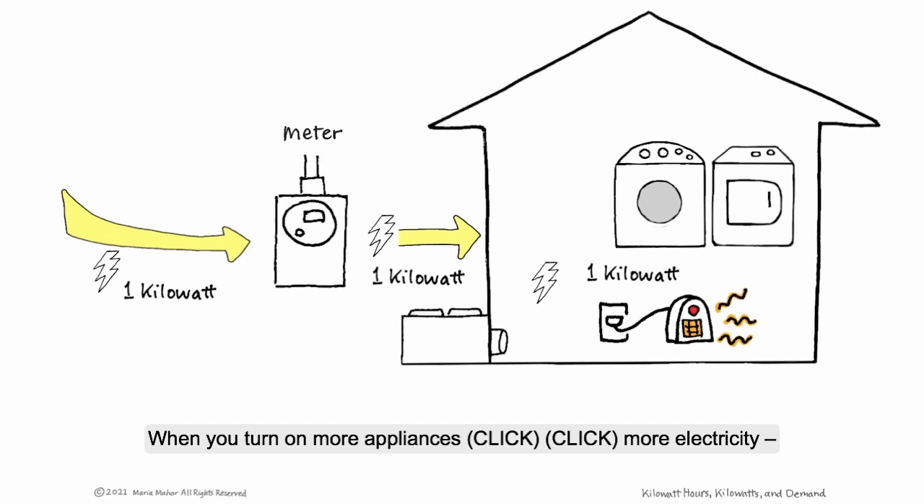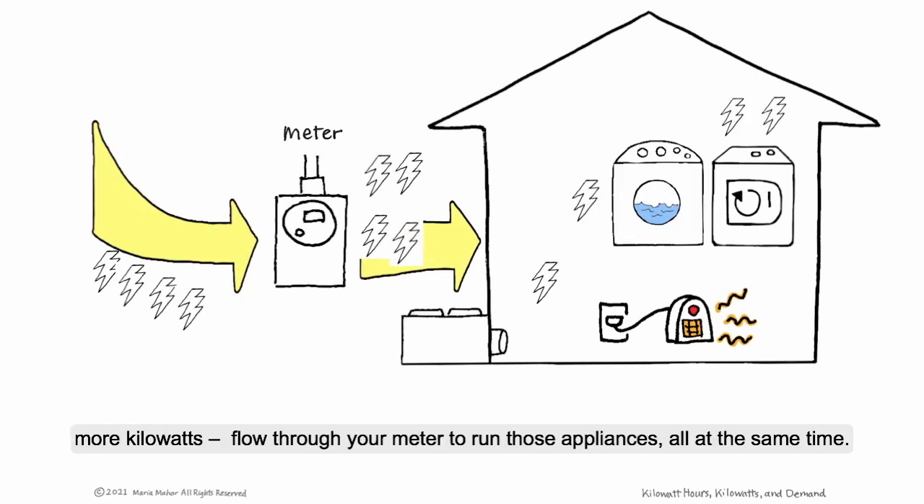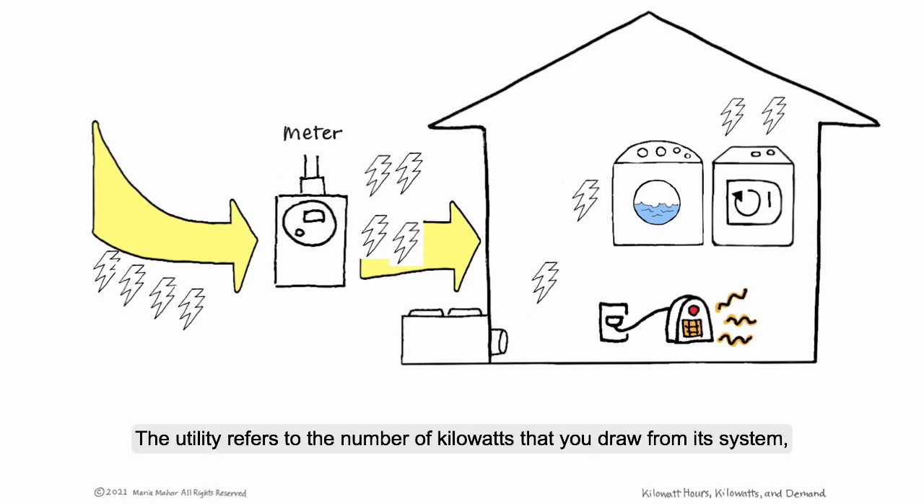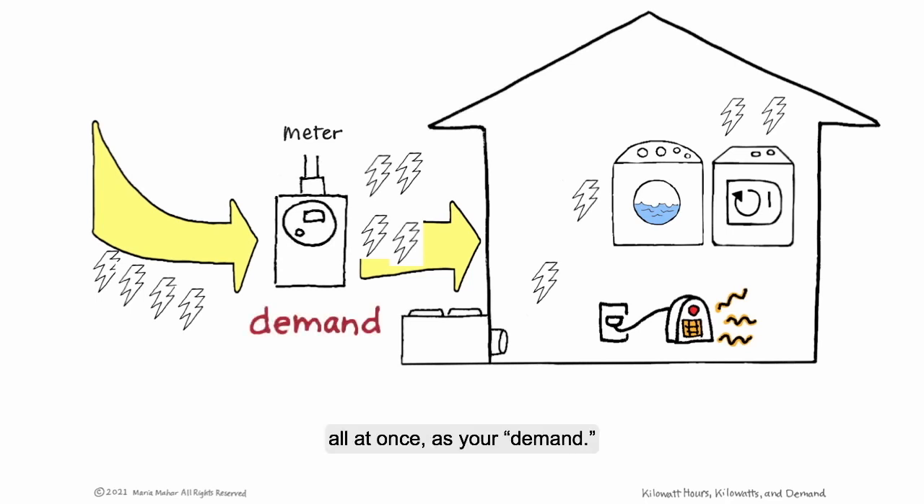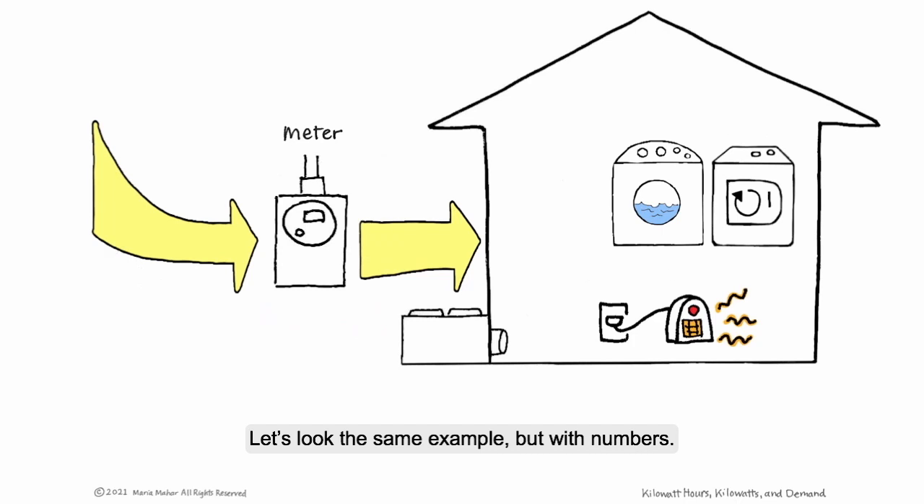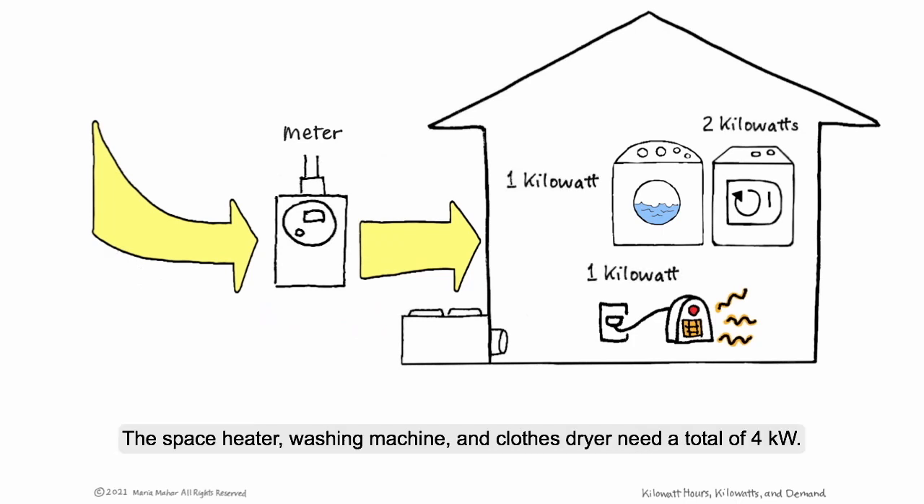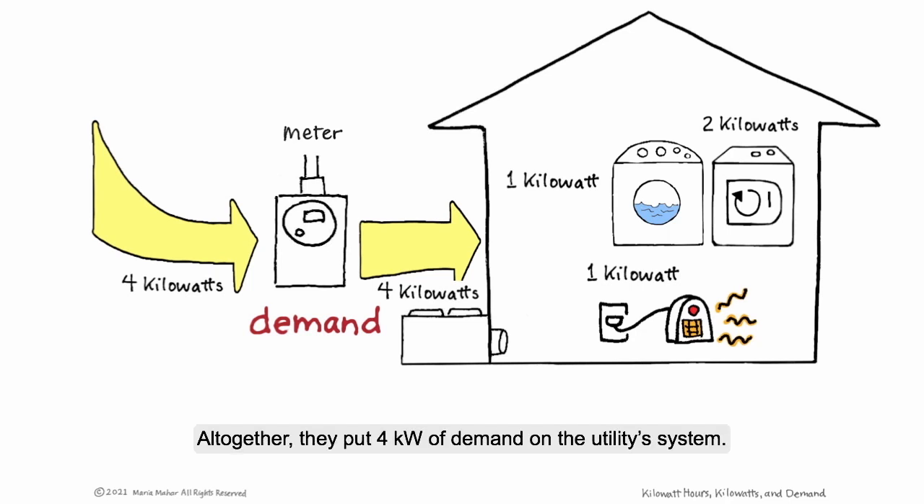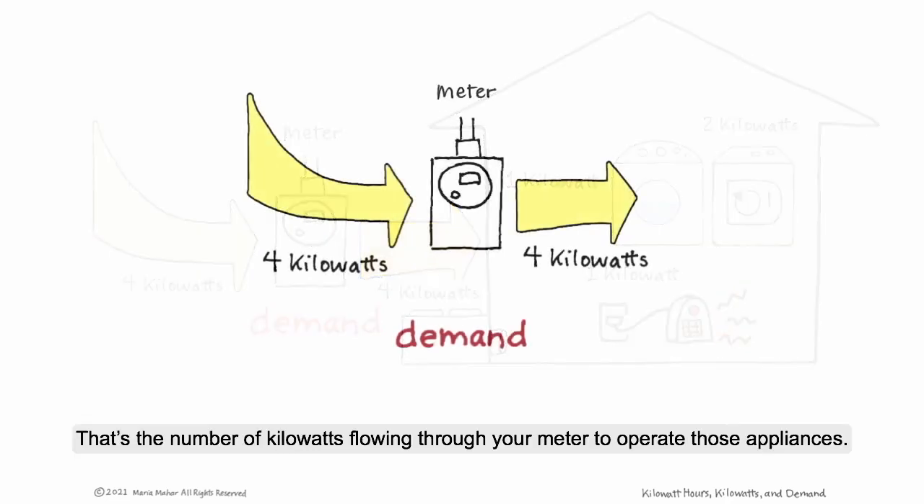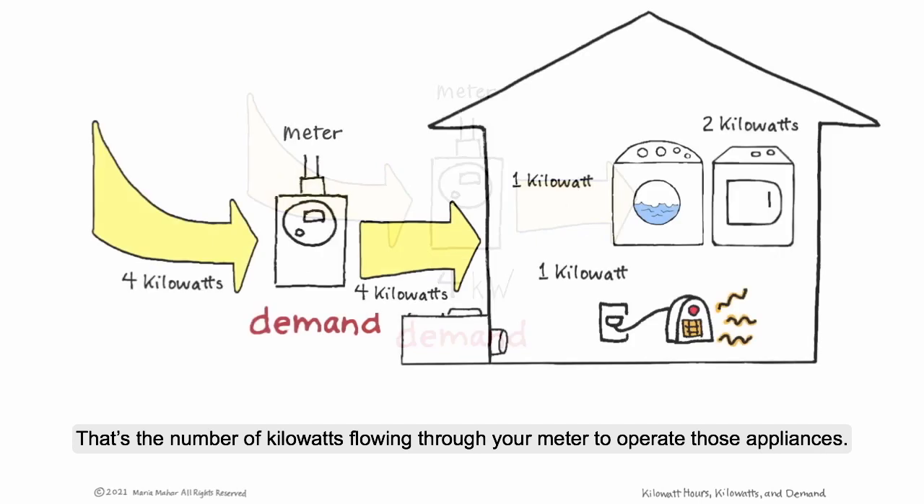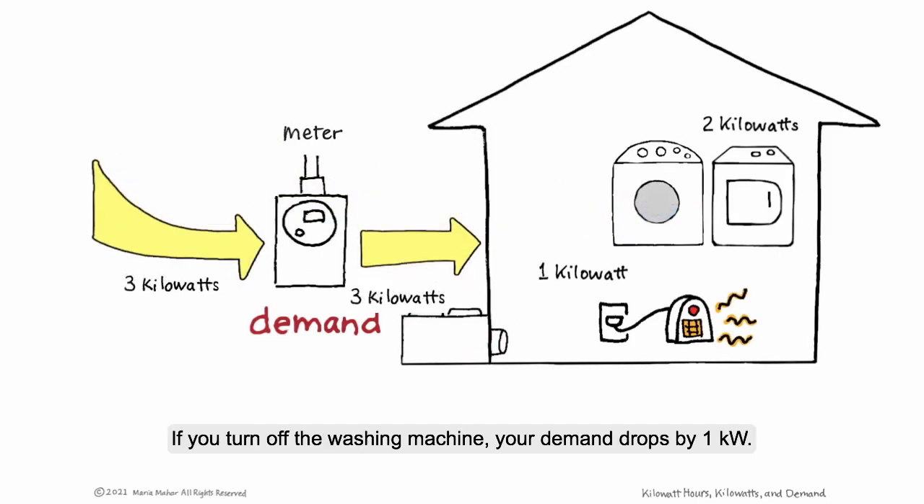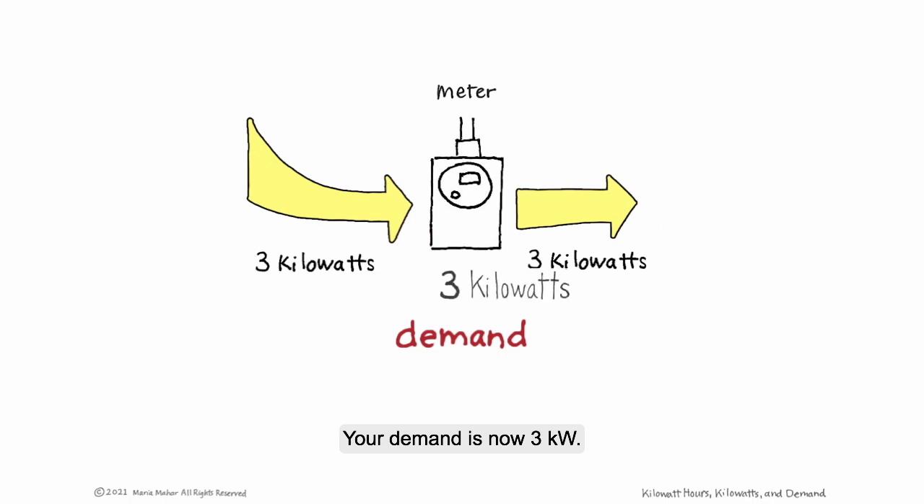When you turn on more appliances, more electricity, more kilowatts flow through your meter to run those appliances all at the same time. The utility refers to the number of kilowatts that you draw from its system all at once as your demand. Let's look at the same example but with numbers. The space heater, washing machine, and clothes dryer need a total of 4 kilowatts. Altogether, they put 4 kilowatts of demand on the utility system. That's the number of kilowatts flowing through your meter to operate those appliances. If you turn off the washing machine, your demand drops by 1 kilowatt. Your demand is now 3 kilowatts.